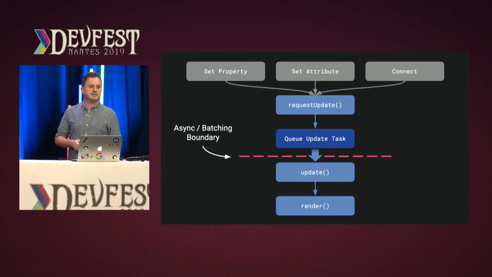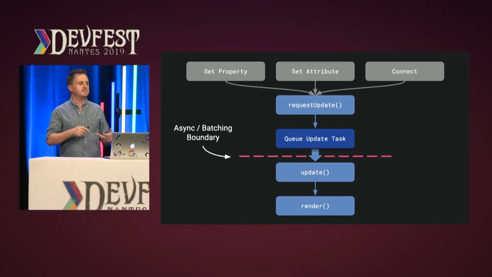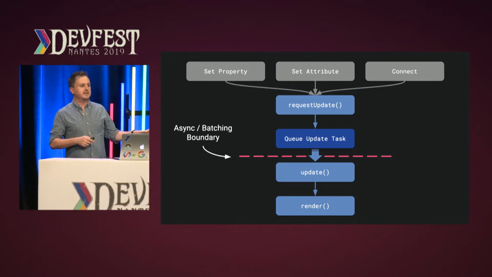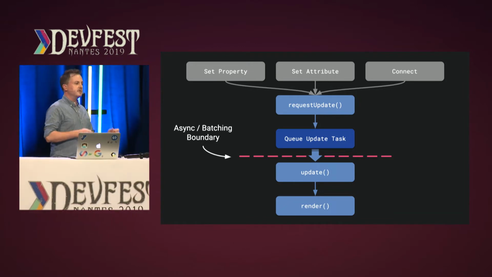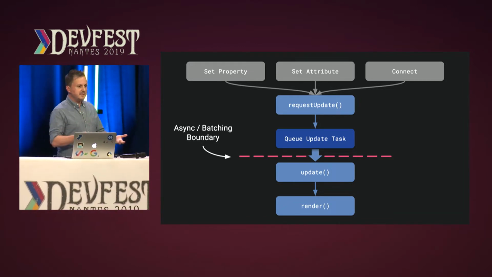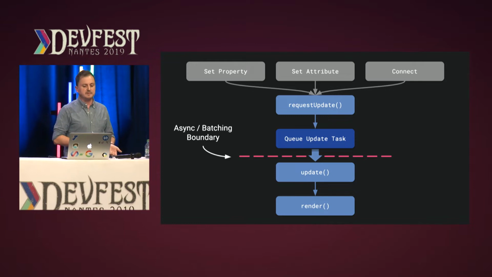And when that task runs, what it's going to do is call the update method that is implemented by LitElement. And that update method is going to call your render method, get the LitHTML template back out of it, and apply that to your shadow root.